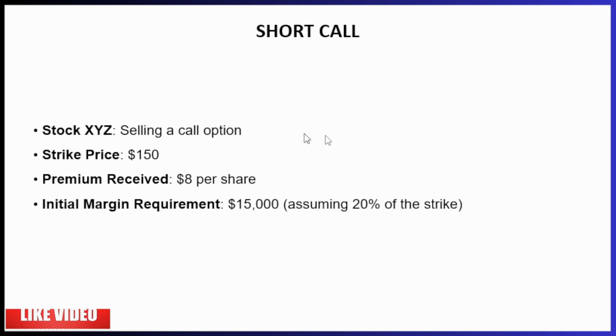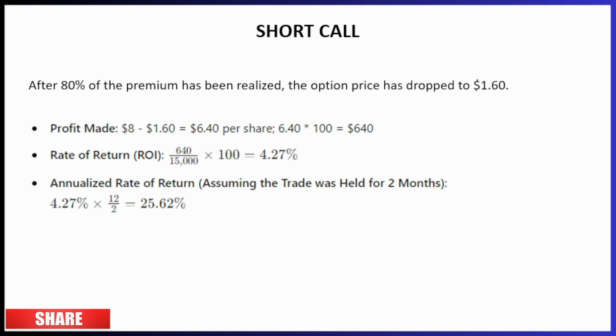Okay, very crucial that you guys do understand. But again, for those of you that have a cash account, selling short call options is never a great idea. On a small account, guys, it's even worse. Just don't do it. Okay, just don't do it. With short call options, you can get hurt very badly if you don't know what you're doing. Okay, so after 80% of the premium being realized, the option price has dropped to $1.60.